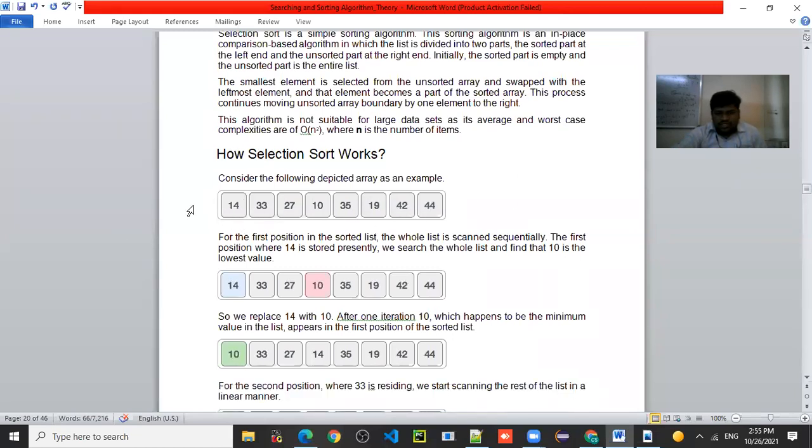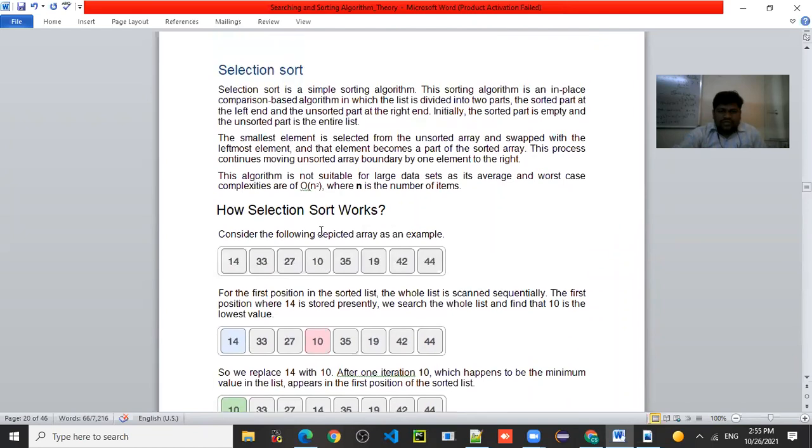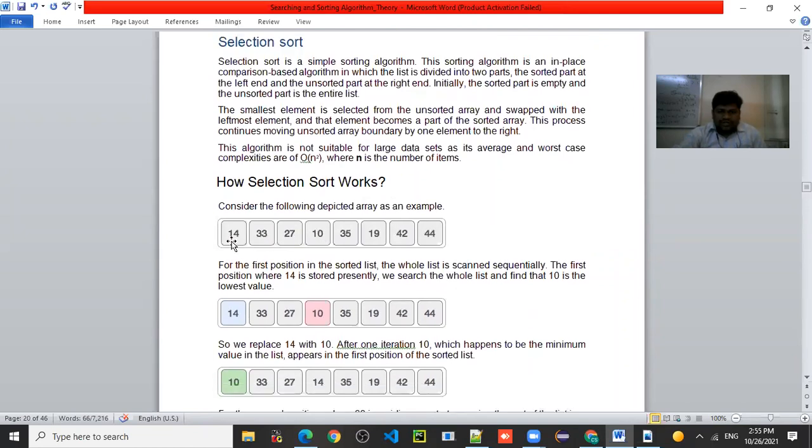So here the same list, the same array, is given. Now for the first position, what are we doing? In selection sort, we are scanning all the elements sequentially from left to right and identifying which is the smallest. In the given list, who is the smallest here? 10. 10 is the smallest.